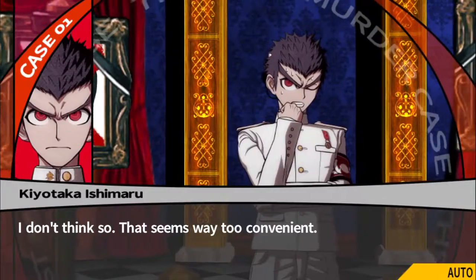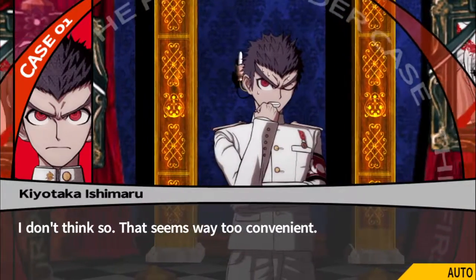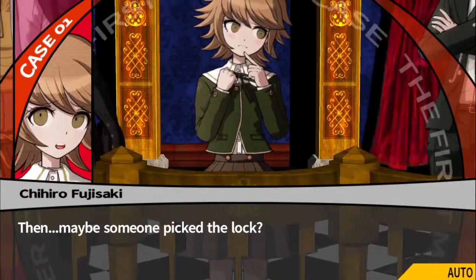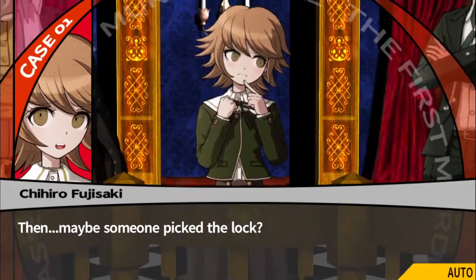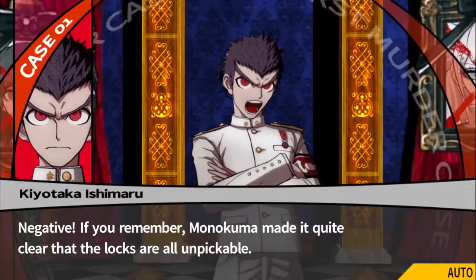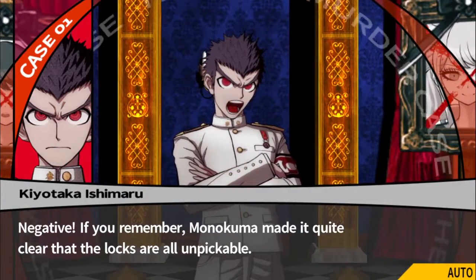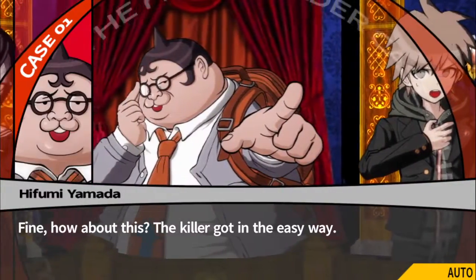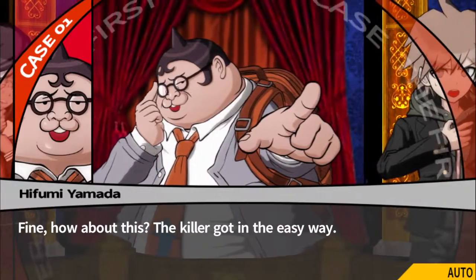I don't think so. That seems way too convenient. Then, maybe someone picked the lock? Negative! If you remember, Monokuma made it quite clear that the locks are all unpickable. Fine. How about this? The killer got in the easy way.